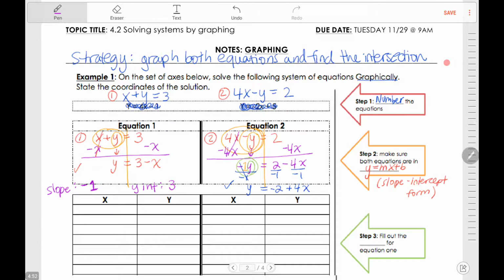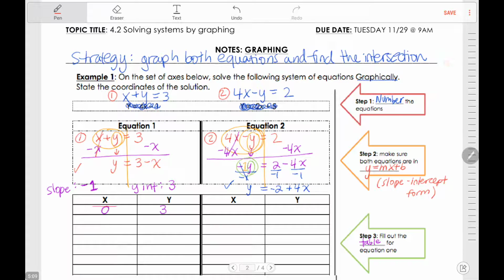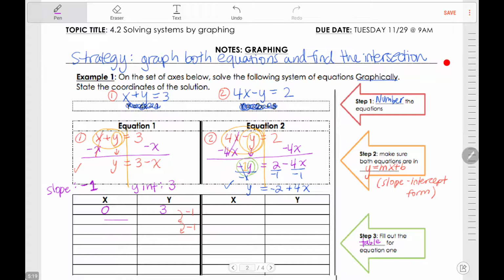So this is going to help me do step 3, which is to fill out the table. If I know my y-intercept is 3, that means when x is 0, y is 3. Okay? And if I know my slope is -1, well, that means my y's are going to change by going down 1 each time. And I'm going to keep my x's going up by 1. Just keep it the same.